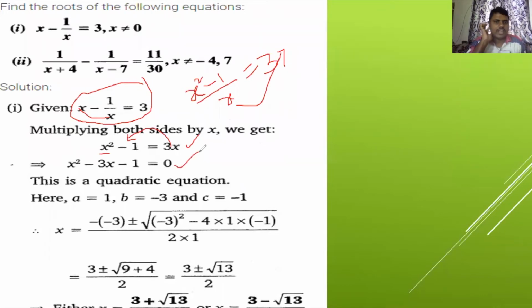This is a quadratic equation. Now a value is nothing is there, 1. B value minus 3. C value minus 1. Just substitute, you will get the answer. Over. Sir, my call got disconnected and I could not catch up. Can you explain the sum again? Okay, good, Nida.